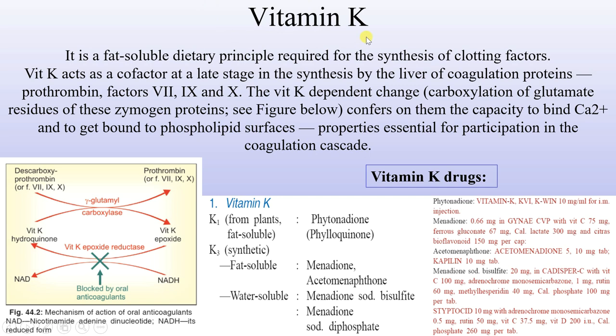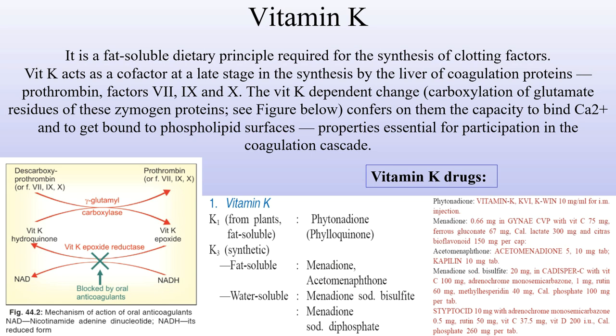Vitamin K is a fat-soluble dietary principle required for the synthesis of clotting factors. Vitamin K acts as a cofactor at a late stage in the synthesis by liver of coagulation proteins, prothrombin, factors 7, 9, and 10. The vitamin K-dependent carboxylation of glutamate residues from these zymogen proteins, see figures below, here on the left, confers on them the capacity to bind calcium and to get bound to phospholipid surfaces, properties essential for participation in the coagulation cascade.